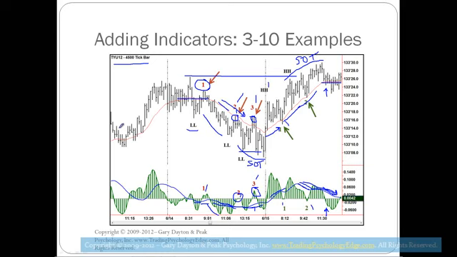Lars says, after a pullback with the 310 line, do you also use the 310 for entry timing, or do you only use price action for that? Mainly just price action. I mean, certainly this is telling me it's time to take a trade, but here's the entry, right? Here's the trigger.